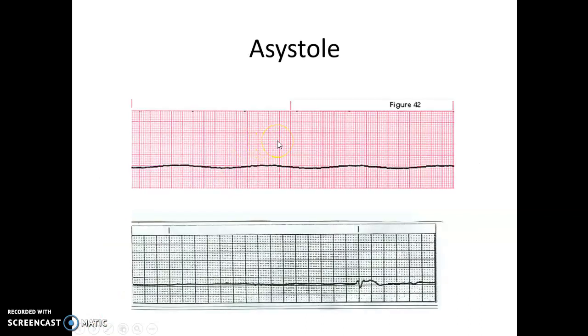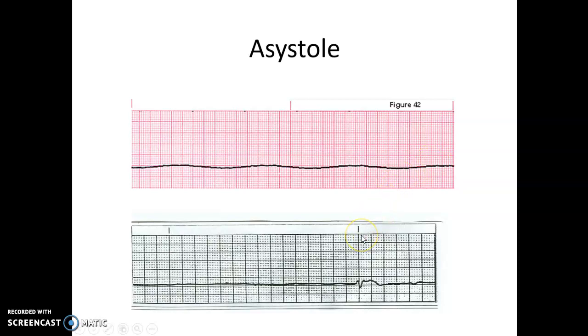On this top screen, on this top rhythm, it's showing you in 6 seconds, I have nothing. I have no P waves. I have no QRSs. I have no waveforms. Now you'll notice that the flat line doesn't look completely 100% flat. It does almost appear like it has a slight wave to it. That's pretty typical with asystole, but there's nothing to count. There's no rate. There's just nothing there. The heart is not beating at all.